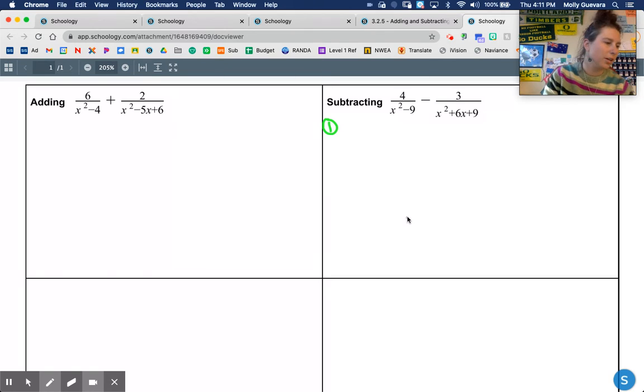Ooh, that's a bright color. Okay, first step, same thing. Factor everything. Okay, factor anything and everything that you can.